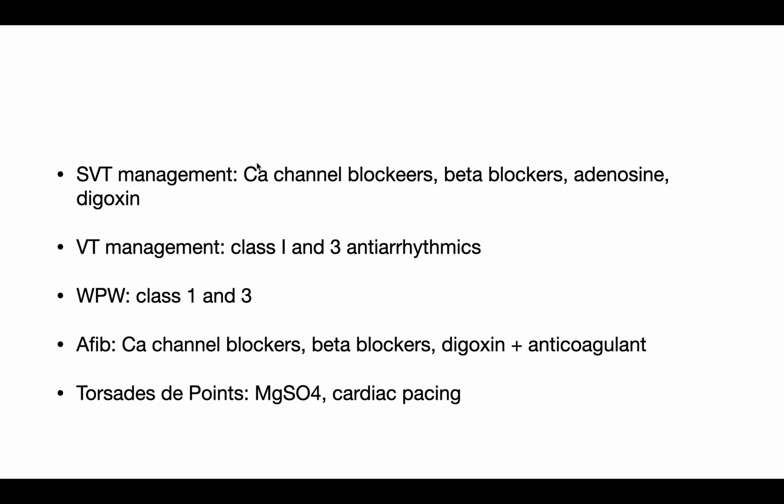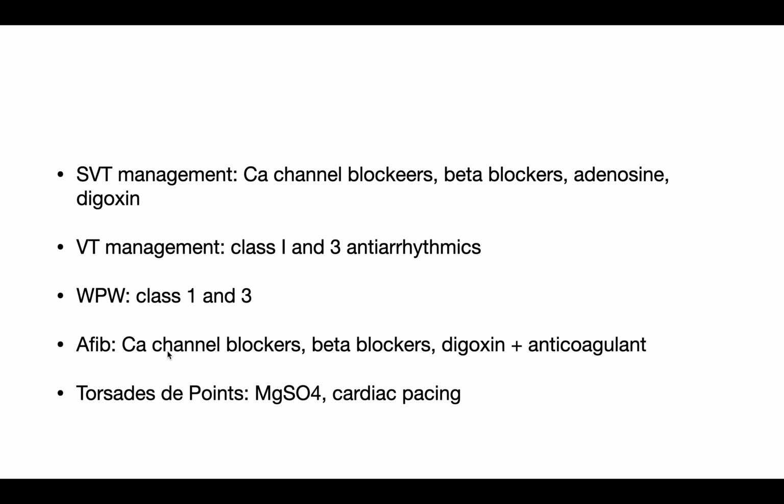Supraventricular management. Okay, first we want to use your calcium channel blockers in order to control the contractility and the heart rate. Then we use the beta blockers and adenosine and digoxin. Digoxin is more for management. These are like first line treatment. Ventricular tachycardia management, we use class 1 and 3. And for the Wolff-Parkinson-White, first we use class 1 and 3, and then we use the ablation once we are absolutely sure that this is Wolff-Parkinson-White.